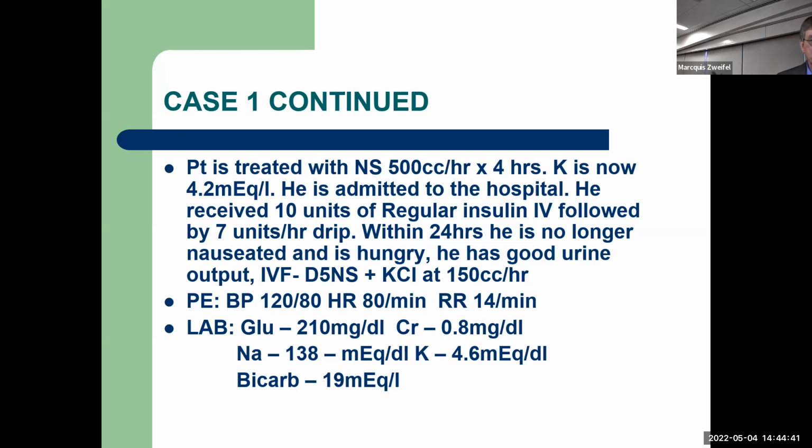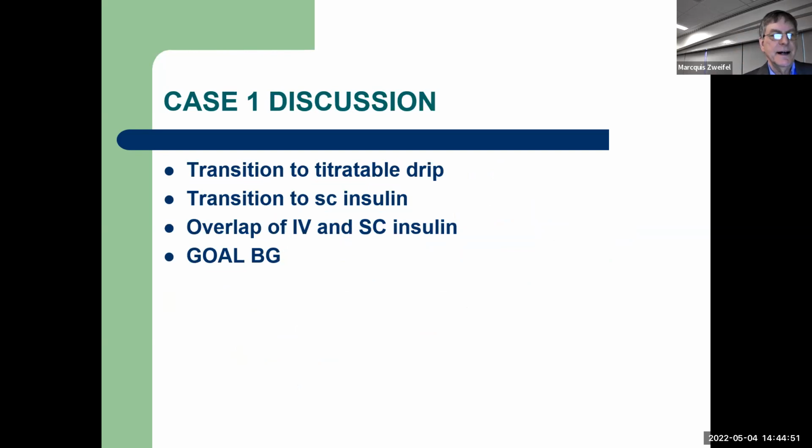Within 24 hours, he's no longer nauseated. He's hungry, good urine output, and you can look at everything and it looks great, right? Bicarb's 19. Transition, especially in the middle of the night, if this was going on, I would transition to the titratable drip to control them. Make sure I get that they're on some Lantus and transition them off in the morning, not in the middle of the night. Okay. So you have to write that order to change the drip.